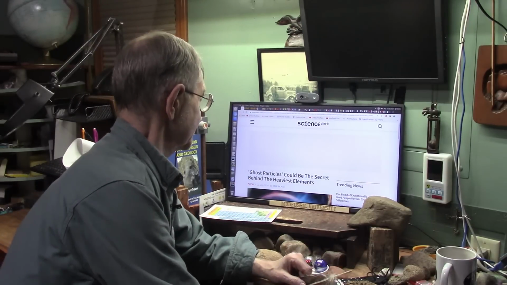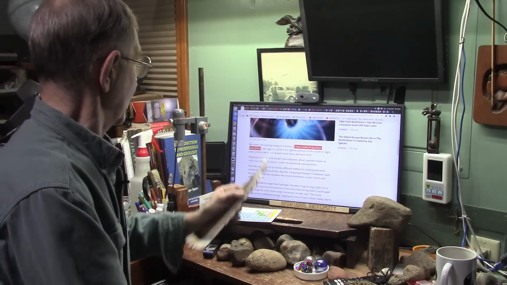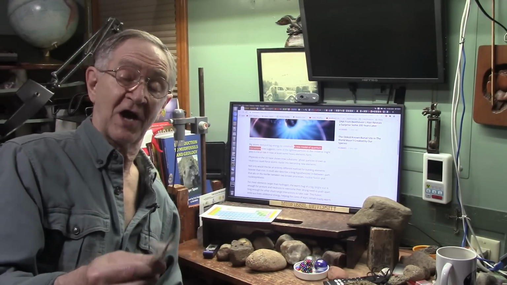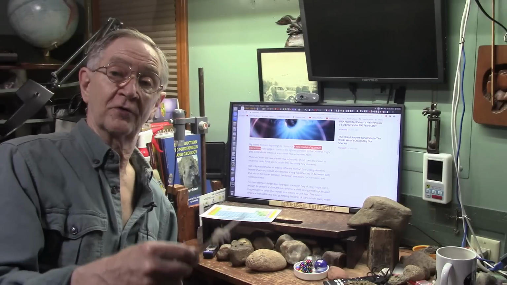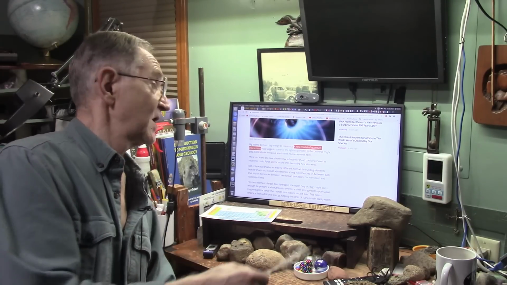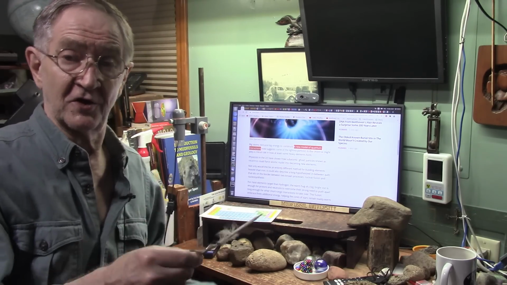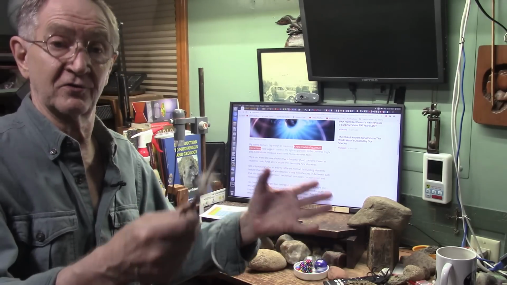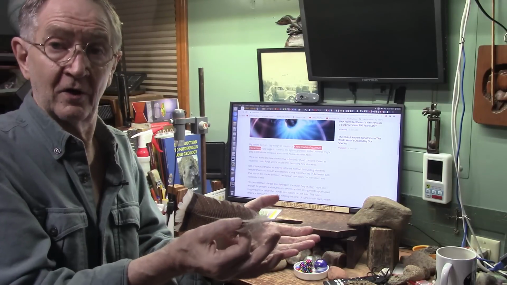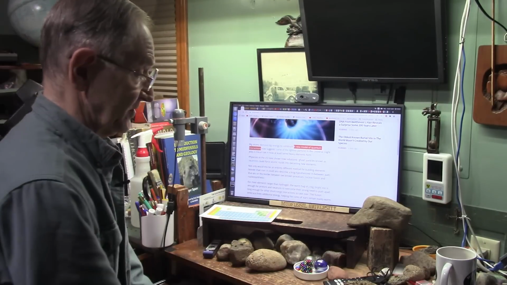Ghost particles could be behind the heaviest elements. A new model of quantum interactions. No, there's a new atomic model, which is called Dipole Electron Flood Theory. It does have new quantum interactions, yes, but it's a new model. It's not just quantum interactions that's new. The entire nucleus of the atom is new, which accounts for exactly what they're talking about here.